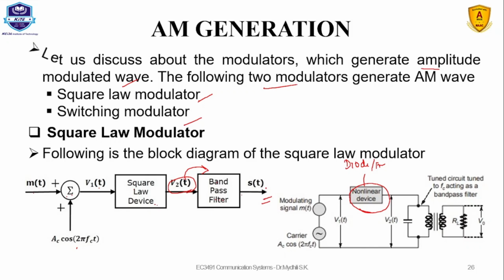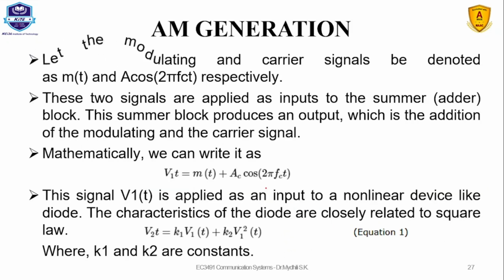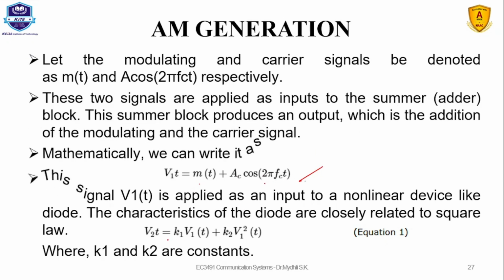This is the concept here, and this is what is explained mathematically. When two signals are given to the input, the message signal along with the carrier signal, the output at V1 and V2 is shown here. V1 of t is nothing but the message signal along with the carrier signal, and V2 of t is dependent on the characteristics of the diode, based on the square law. Hence it is called a square law modulator.